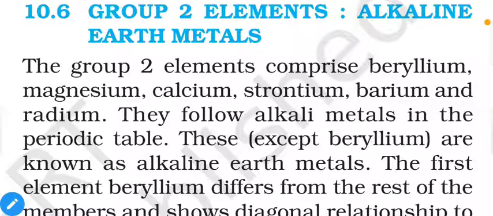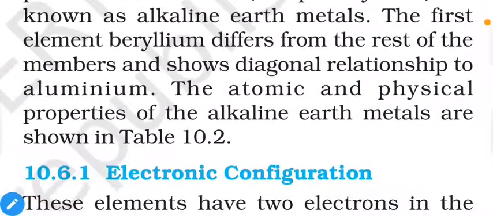So we completed the first part of our unit, group 1 elements, and now we are moving towards the group 2 elements, alkaline earth metals. Group 2 metals comprise beryllium, magnesium, calcium, strontium, barium and radium. They follow alkali metals in the periodic table, and these are known as alkaline earth metals except beryllium. The first element, beryllium, differs from the rest of the members and shows a diagonal relationship to aluminium.